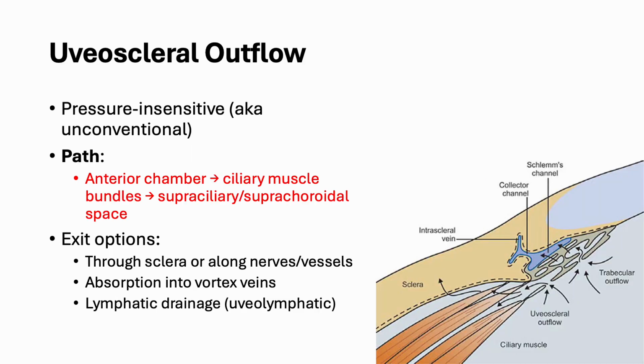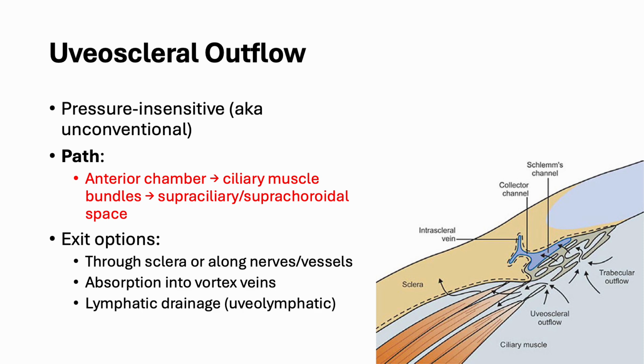The uveoscleral outflow pathway is also referred to as the unconventional pathway and is pressure insensitive, meaning it remains relatively constant regardless of intraocular pressure. The pathway begins in the anterior chamber, where aqueous humor passes through the spaces between ciliary muscle bundles. From there, it moves into the supraciliary and suprachoroidal spaces. Once in the suprachoroidal space, aqueous humor has several potential exit routes. It may pass through the sclera or follow perivascular or perineural channels.